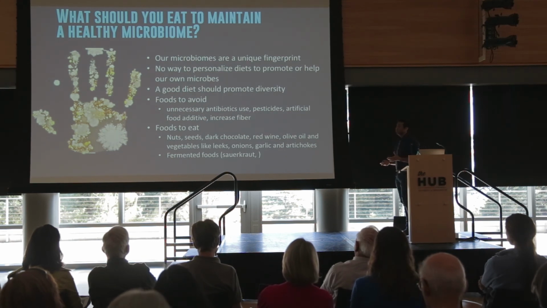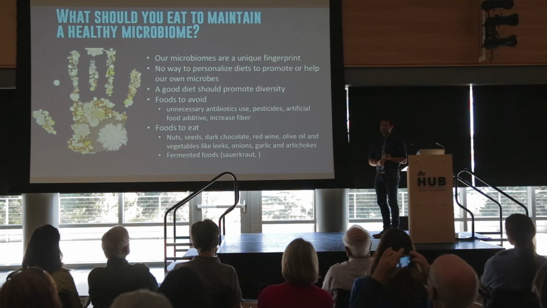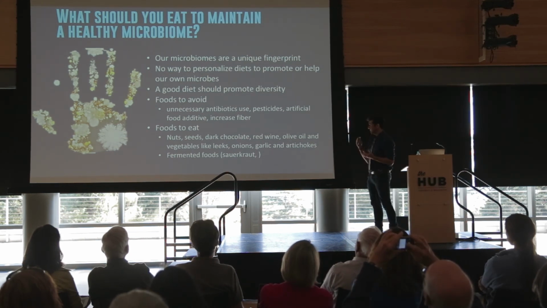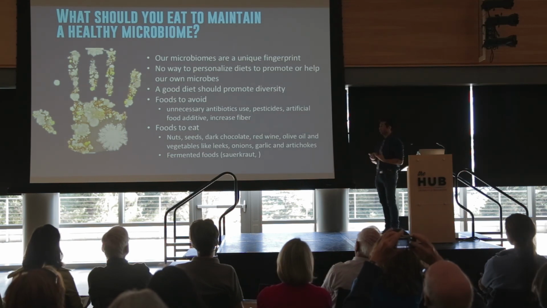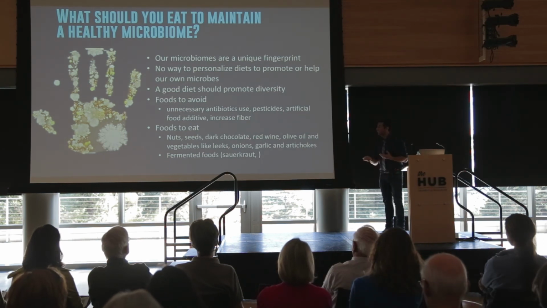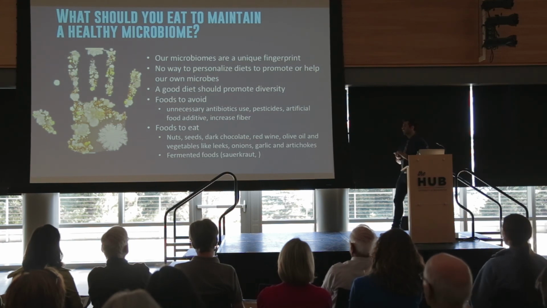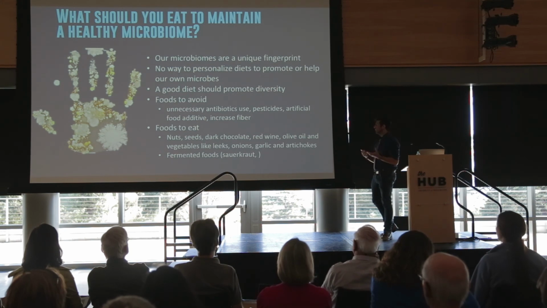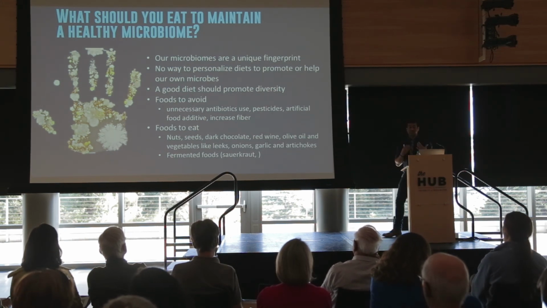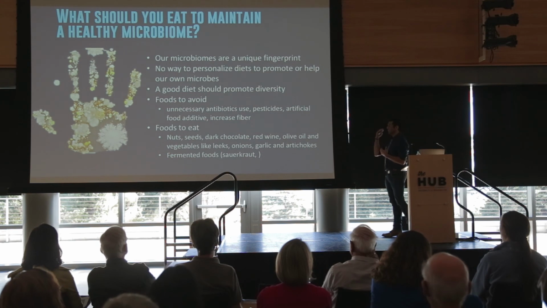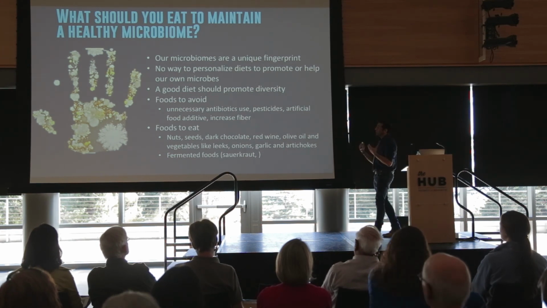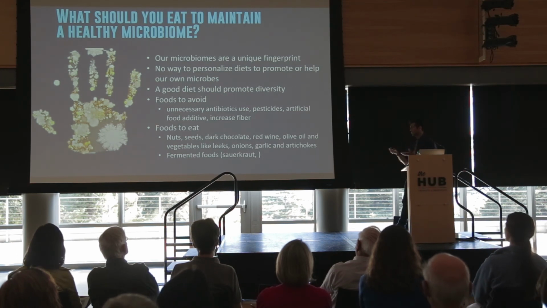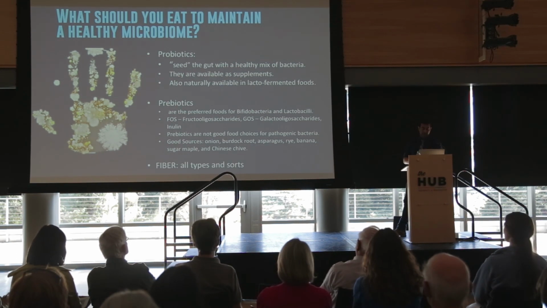So what can you do to just maintain a good diet? Well, you should promote diversity. So that means avoiding antibiotics, pesticides, artificial food additives, and increase your fiber intake. Foods to eat. I think going to that Mediterranean diet sort of idea of nuts and dark chocolate, you can have red wine, olive oil, garlic, artichokes, and lots of fermented food like kefir, sauerkraut, kimchi, all the things that are going to promote probiotics and prebiotics, feeding prebiotics to the microbes.